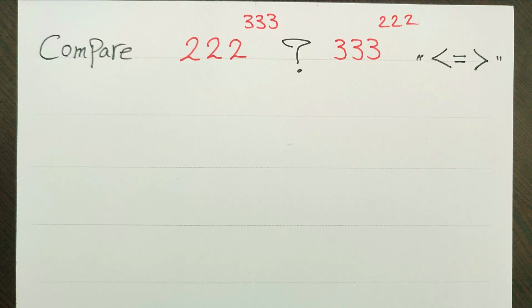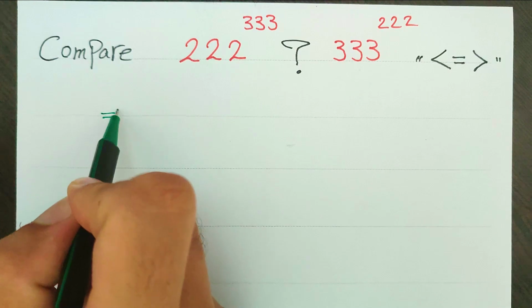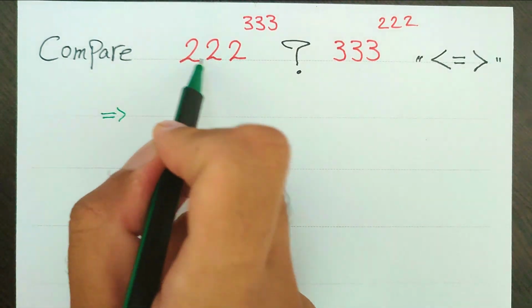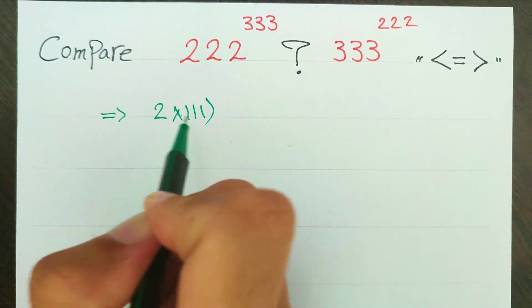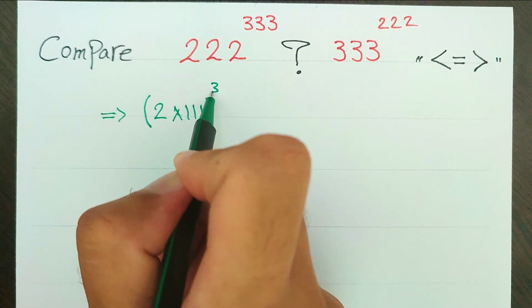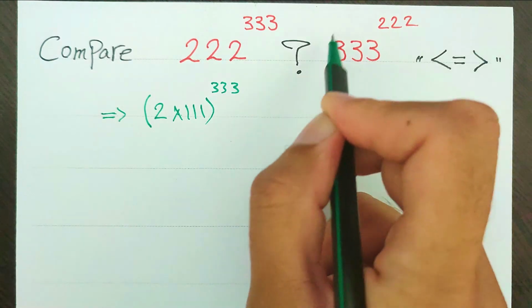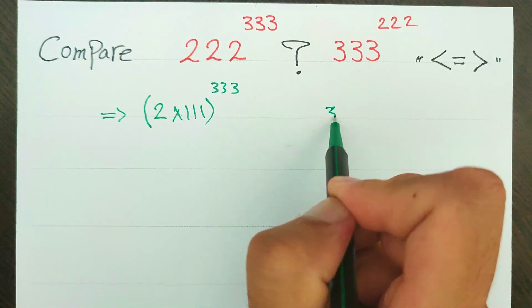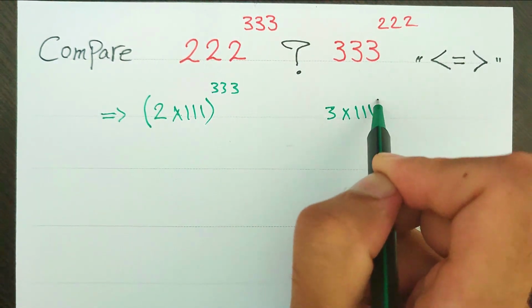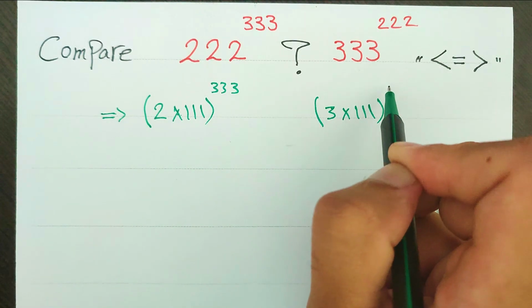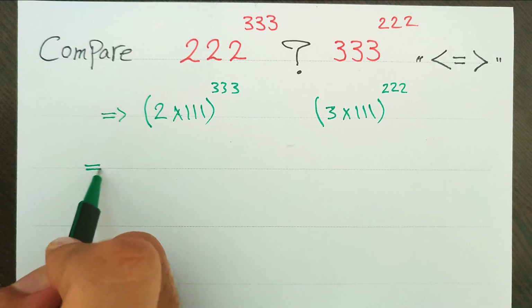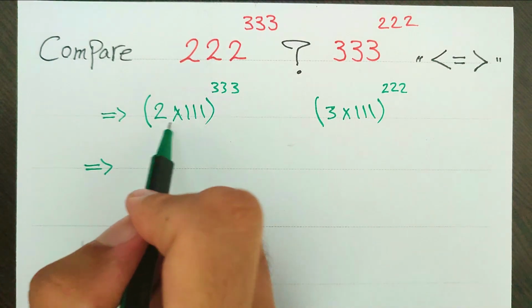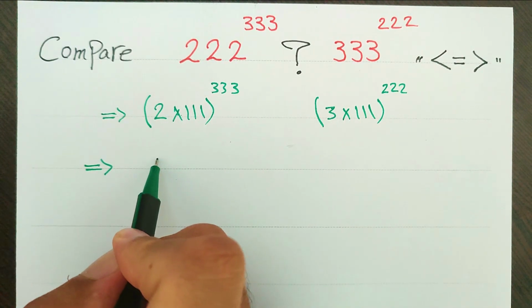We start by rewriting the expressions. On the left side, 222 to the power of 333 can be written as 2 times 111 all to the power of 333, and on the right side 333 to the power of 222 can be written as 3 times 111 all to the power of 222. Now let's break down the exponents. Since both expressions involve 111 as a base, we can simplify them further.